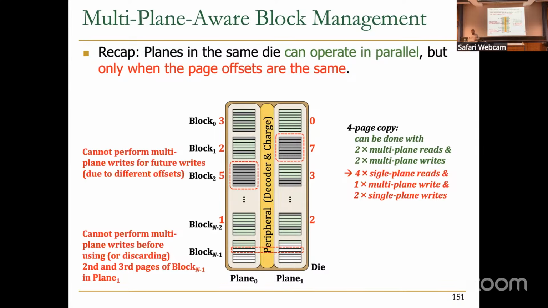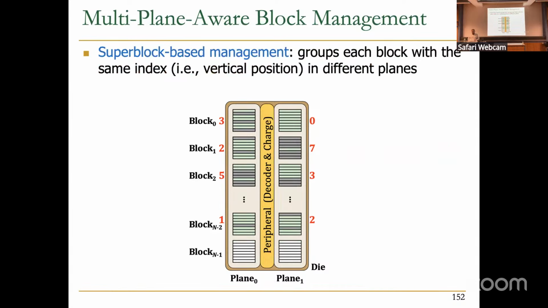However, we can do it more intelligently. We can benefit from super block-based management. We can say that these are two blocks in two planes, and I'm going to count the number of invalid pages together. So now you select the super block which has the highest number of invalid pages. Here we're going to select this one, because 7 plus 2 is 9. So it's going to be the victim super block.